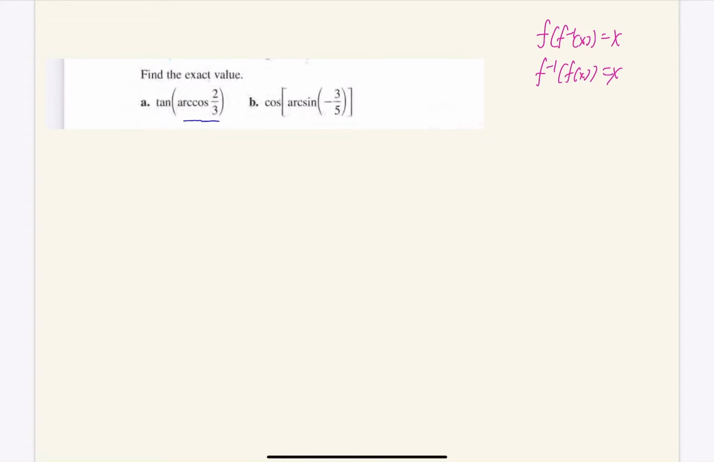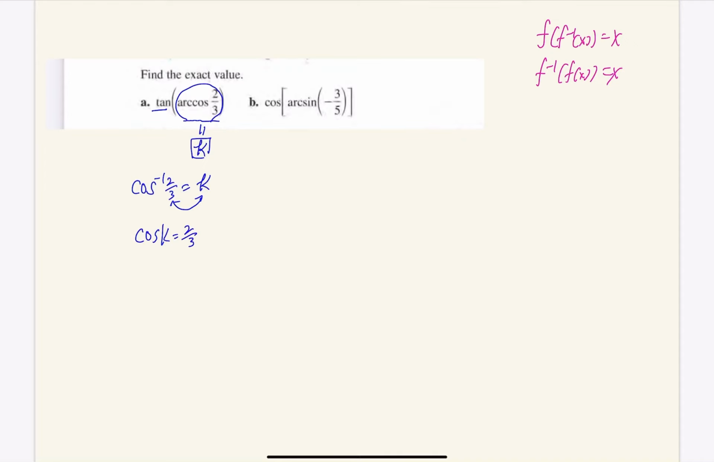This is arc cosine, which is cosine inverse. Set up k, all right? And we are solving tangent k. Let's simplify this expression first. We substitute k for arc cosine 2/3, cosine inverse 2/3, because arc cosine is the same as cosine inverse, equals k. Switch x and y, so cosine k equals 2/3.